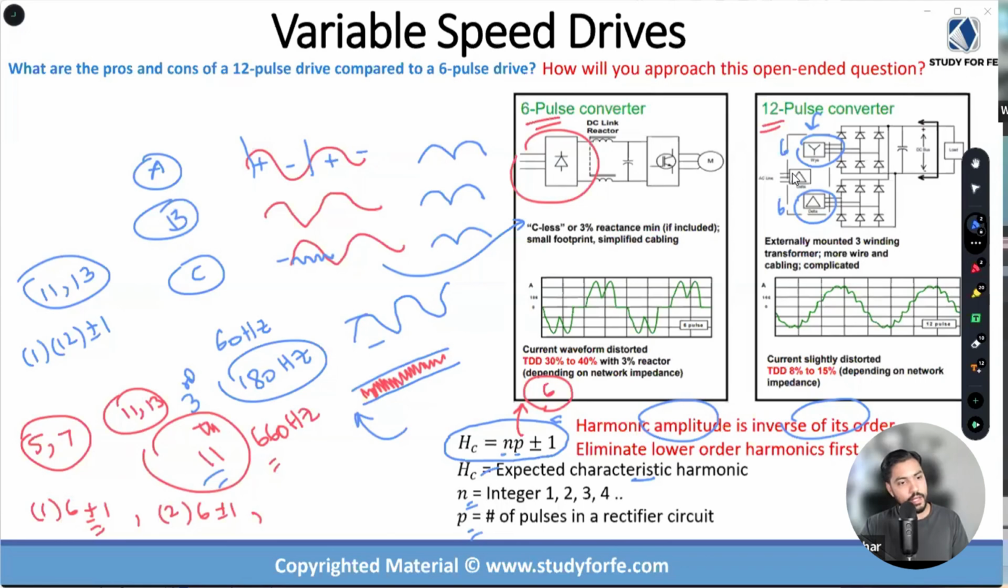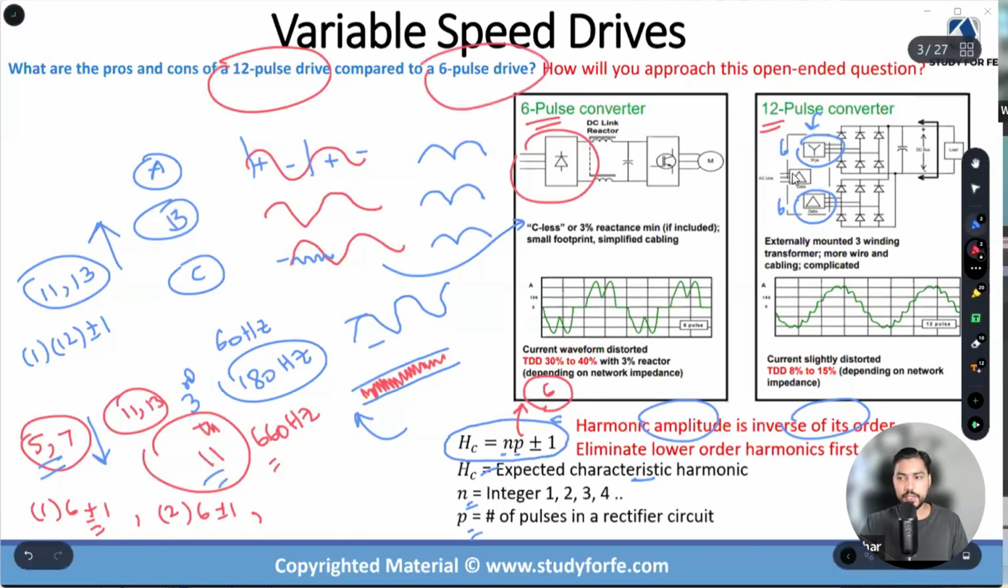Does it make sense? So this is a higher order harmonic as compared to 5 and 7, which are lower order harmonics. And the lower order harmonics dent our power quality much more than higher order harmonics. Okay, that is a primary reason why we prefer 12 pulse, 18 pulse, 24 pulse where possible over a 6 pulse system. Does it make sense?